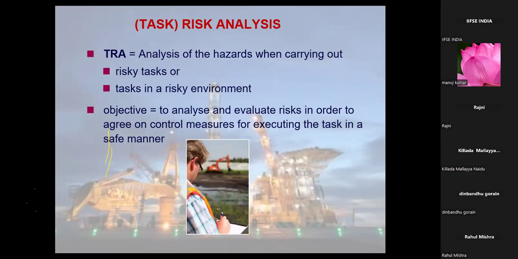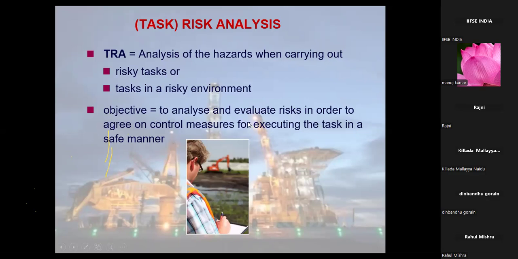By ratings. TRA is task risk analysis, that is for each and every task that you do. For example, work at height, using a forklift, painting, manual handling, material handling, unloading, loading, lifting. These are some examples; for each and every activity you should definitely do a risk assessment. Now, the objective is to analyze and evaluate the risk in order to agree on the control measures for executing the task in a safe manner.